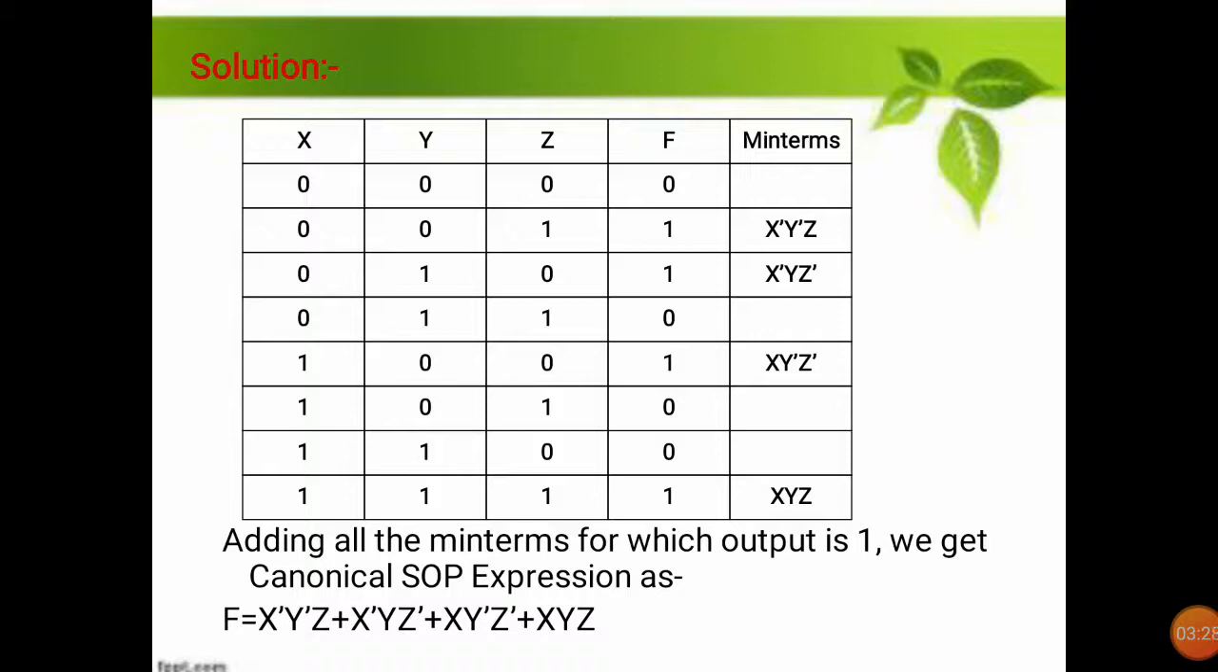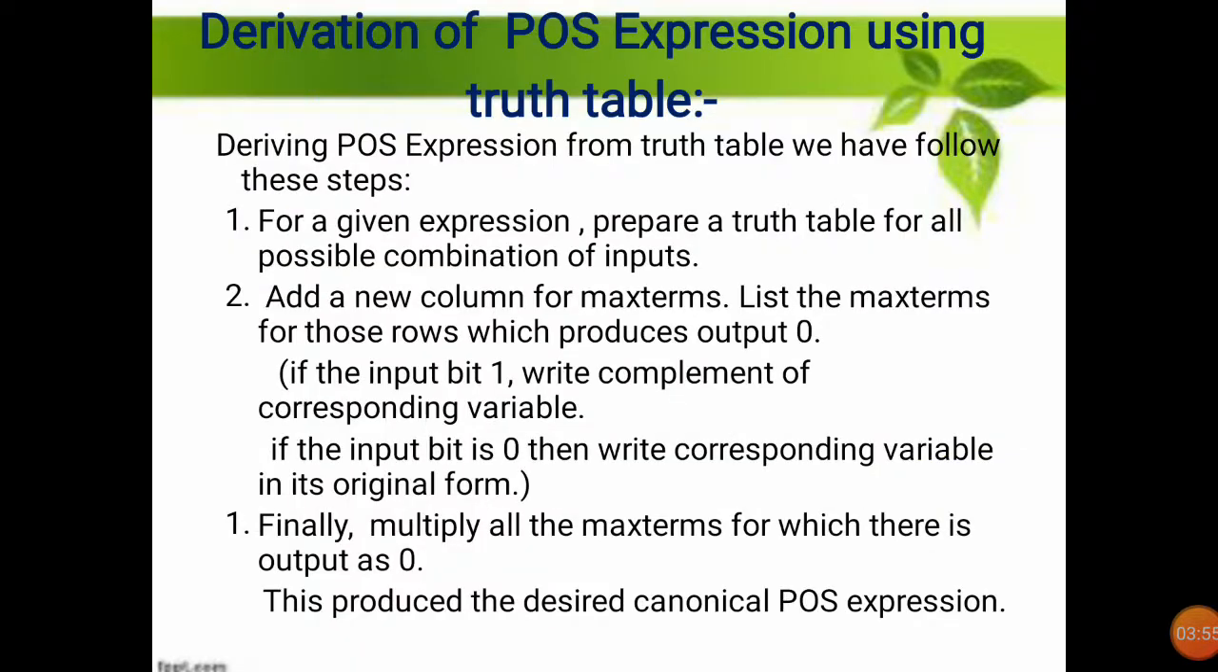In this way we find the min terms of all the rows where the output is 1, and adding all the min terms for which output is 1, we get the final canonical SOP expression as f is equal to x complement y complement z plus x complement y z complement plus x y complement z complement plus x y z. This is our final SOP expression.